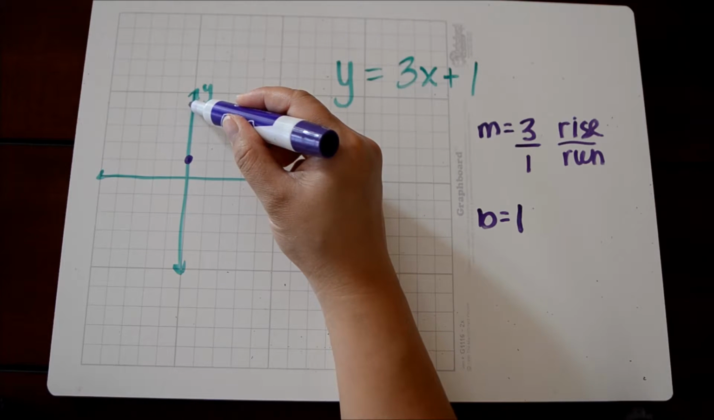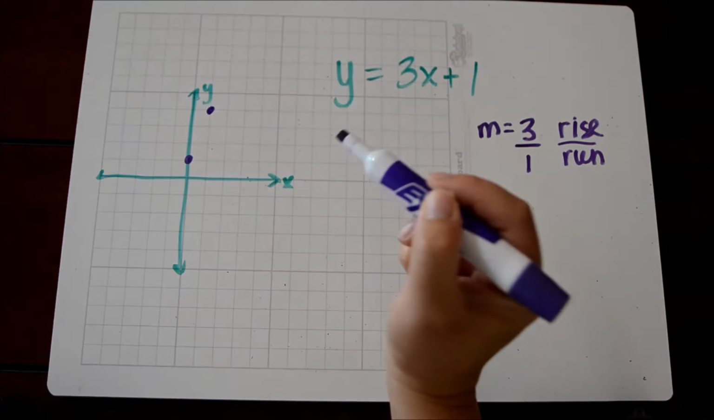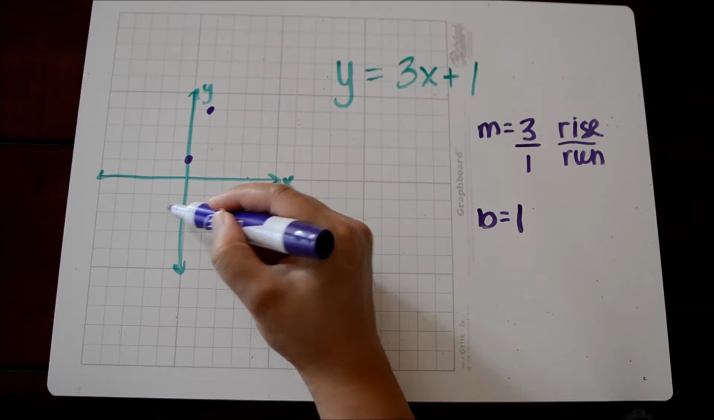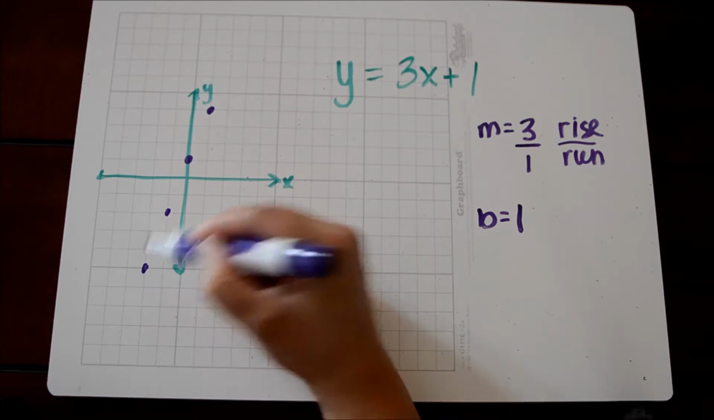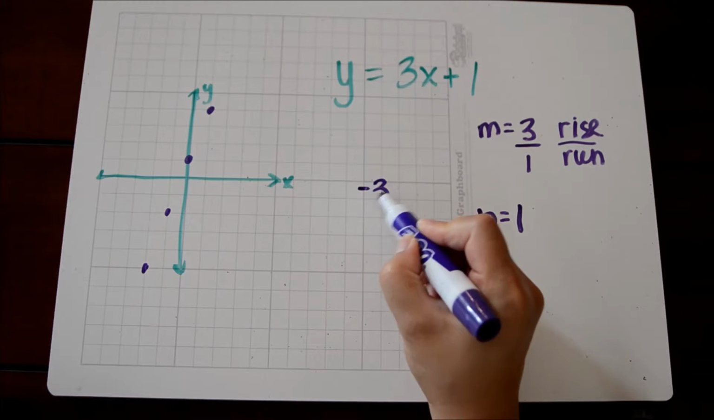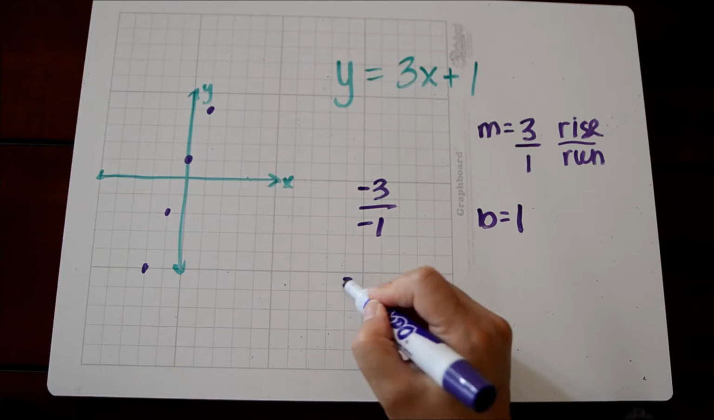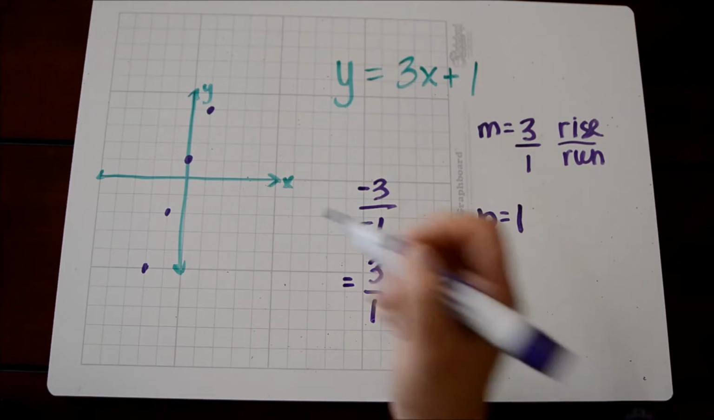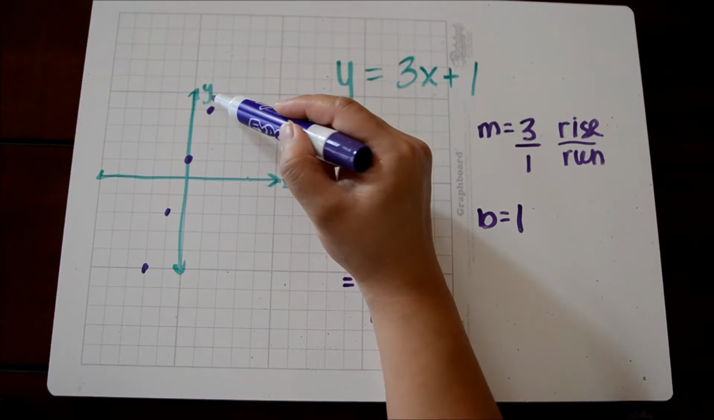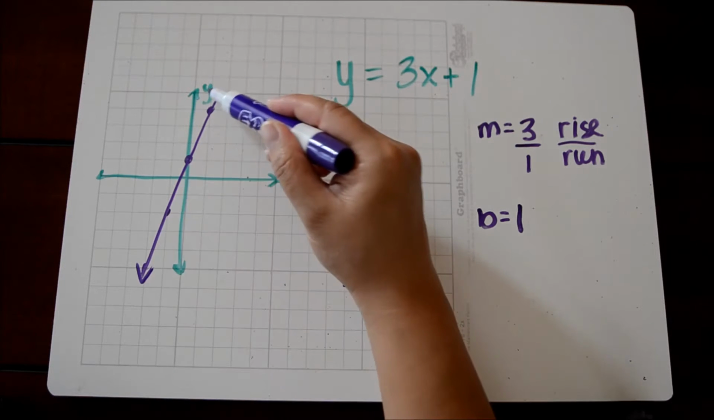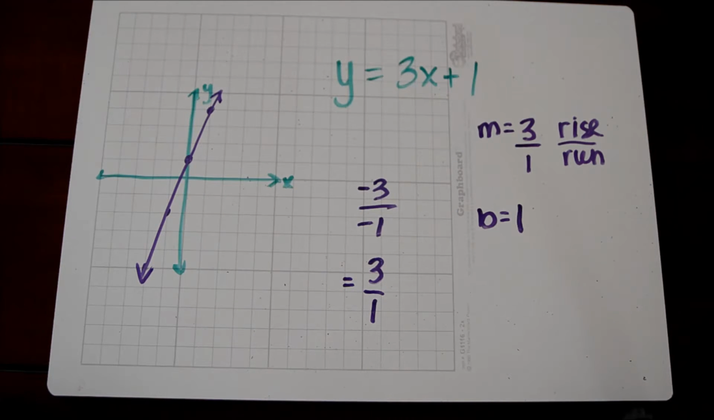So we're going to go up 3 to the right 1. We could extend our graph in the opposite direction by going down 3 to the left 1. And again, the reason we could do that is because -3 over -1 is equivalent to +3 over 1. So here is our graph of the equation y = 3x + 1.